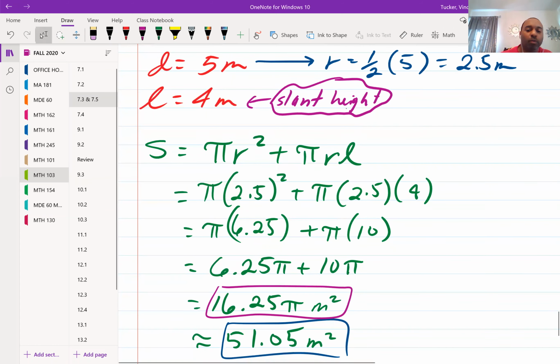And then 16.25 times pi. Throw that in the calculator. That'll give you 51.05. And we're in meters, and this is surface area. Once again, area is going to take a squared measurement.